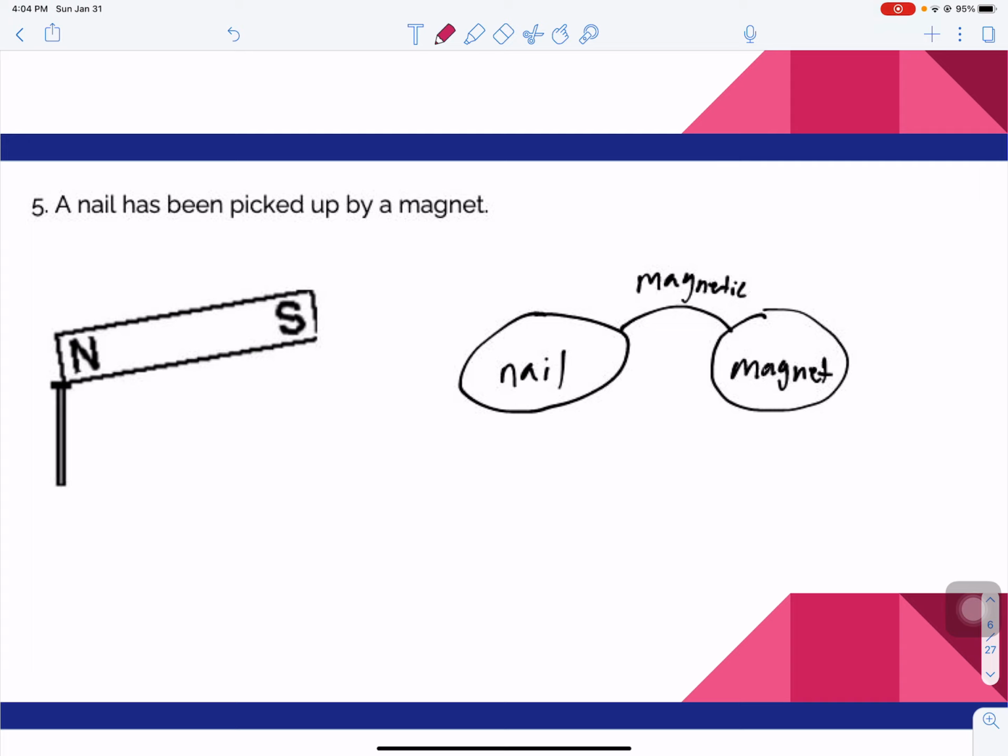Okay, we're missing the earth. And so we're going to have either weight or gravitation. Either one of those are fine for me. And we are also, of course, missing the normal force.